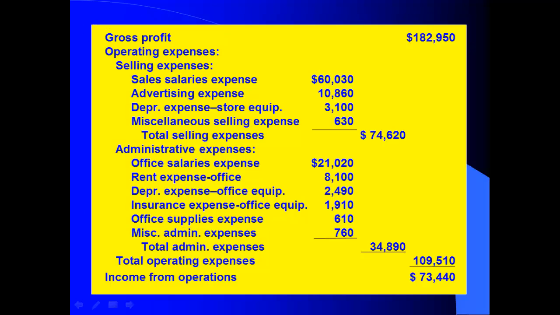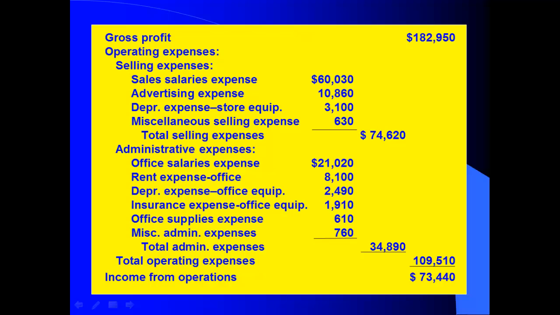Let's look at an example again. That same gross profit. Selling expenses. I want to show you a few key words. Sales salaries. I want you to look down here. We have office salaries. Office salaries are administrative. Sales salaries would be selling. Advertising expense. Well, advertising by its very nature relates to selling the product. Depreciation expense on the store equipment is going to be selling. Anything that ties into the store is going to make it a selling expense. Miscellaneous selling expenses. Those are all selling.